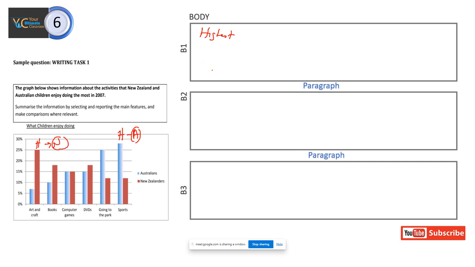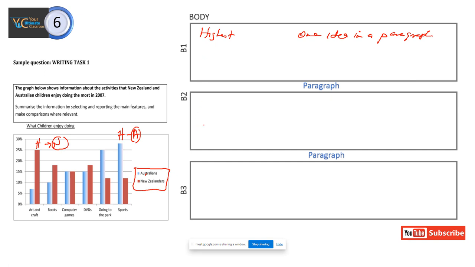So let's see. And another thing we have to take note of is when writing a body paragraph, make sure that you have one idea in one paragraph. Don't combine ideas. What I mean is that if you are writing about highest, write highest in one paragraph. If you're writing about lowest, write lowest in one paragraph. If you're writing about equals, write equals in one paragraph. Or you can see from here that we are talking about two countries, Australia and New Zealand. You can put your paragraphs into talking about Australians, only Australian activities. So for example, with the paragraph one, I can start to talk about Australians.